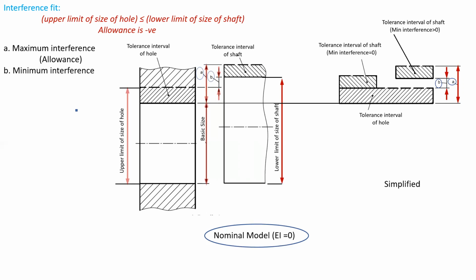So here again the simplified view is shown. There will again be two categories. In the first case, the tolerance interval of shaft for minimum interference equal to 0. The second case is when the minimum interference is greater than 0.